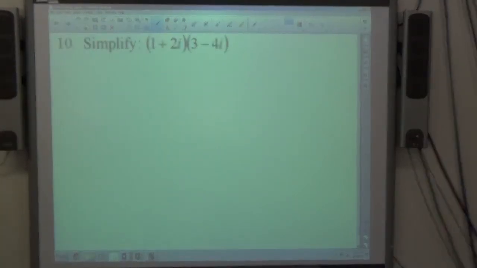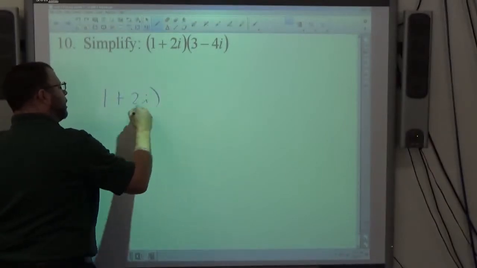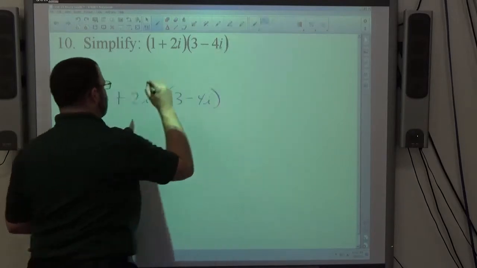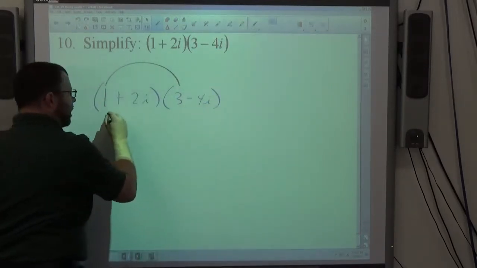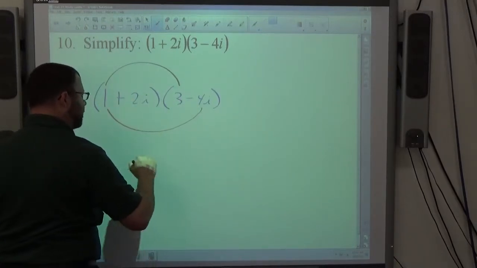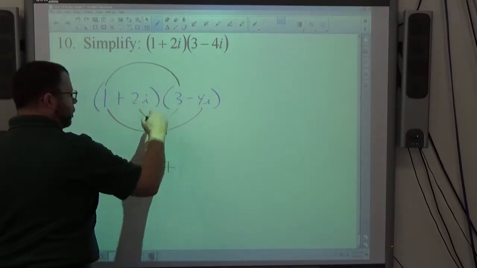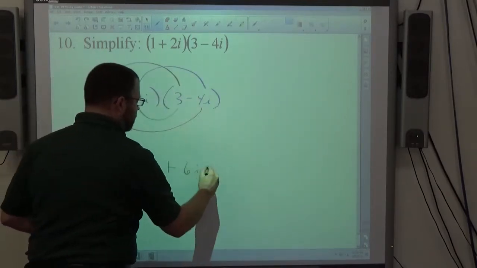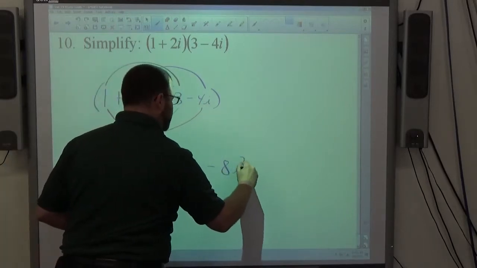Number 10, multiplication of complex numbers. So 1 plus 2i is being multiplied by 3 minus 4i. So first of all, we just do a basic FOIL. First times first is 3. Outside times outside, positive times negative makes a negative. 1 times 4i is 4i. Inside times inside, positive times positive makes a positive. 2i times 3 is 6i. And last times last, positive times negative makes a negative. 2 times 4 is 8. i times i is i squared.